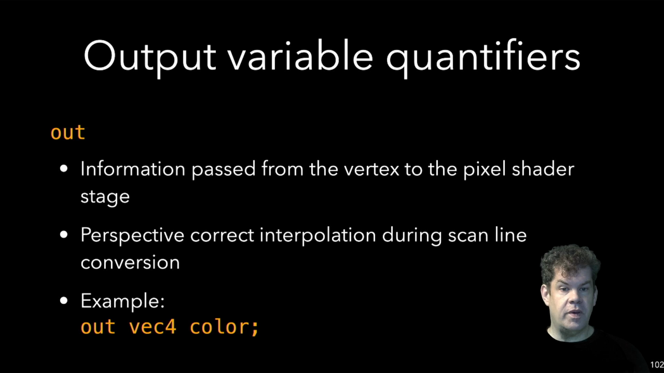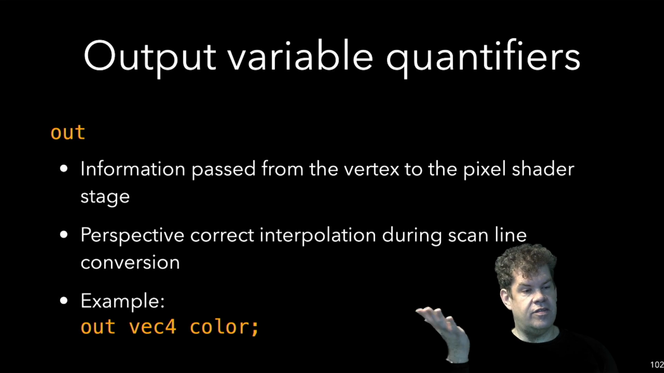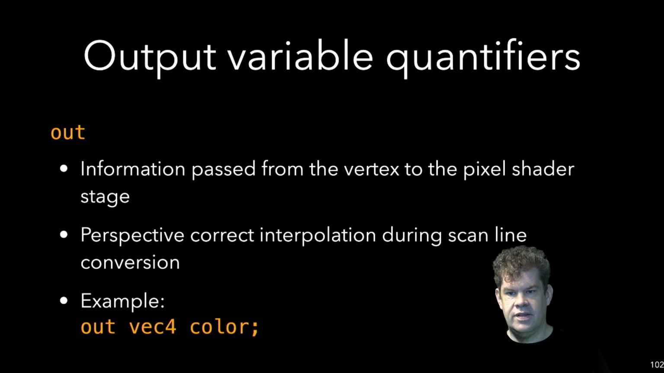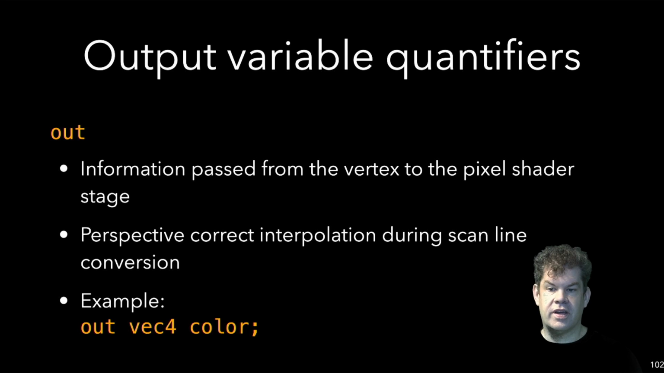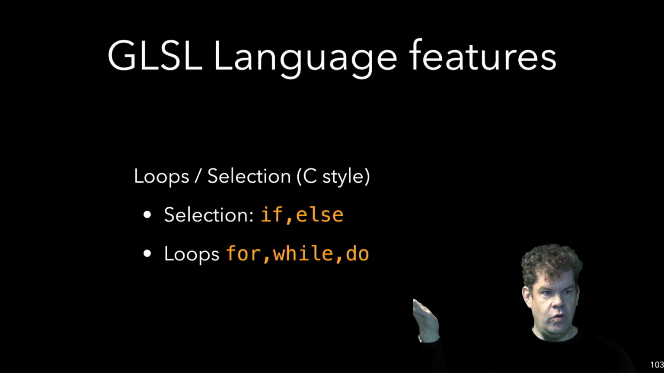There's also an out specifier, so this basically tells the code what the output is. And yes, that can also have such a location specifier if you have multiple outputs. So that's the same here. For instance, if you want to write out a color in the fragment shader, that's what it would look like.